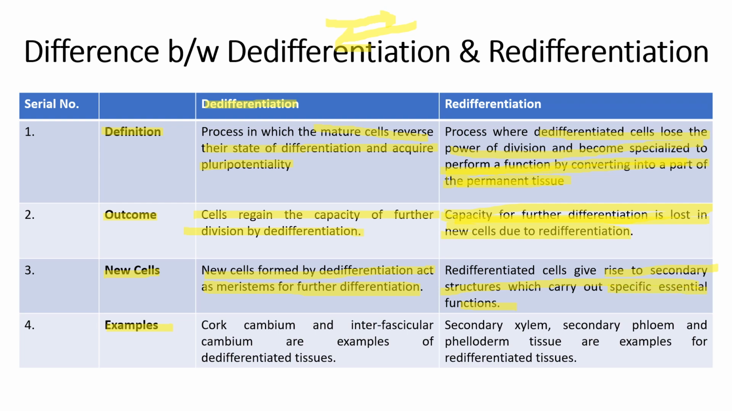Then the examples here are the cork cambium and interfascicular cambium. They are examples of dedifferentiated tissues, and secondary xylem and secondary phloem are examples of redifferentiated tissues. So this was all about the differentiation, redifferentiation and dedifferentiation processes.